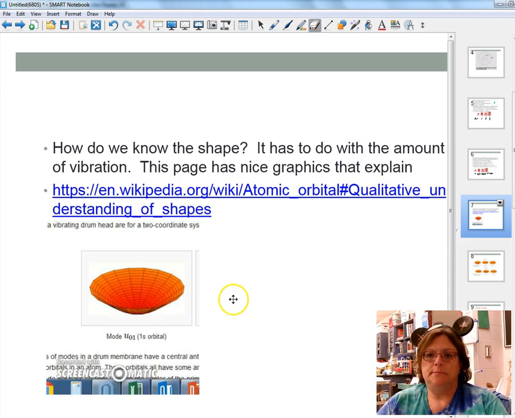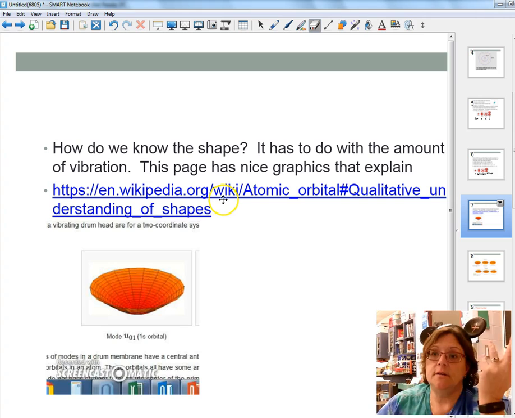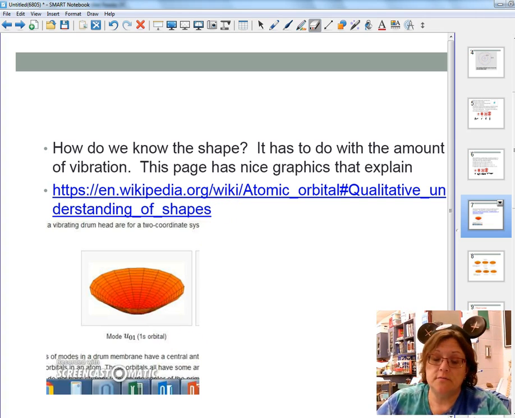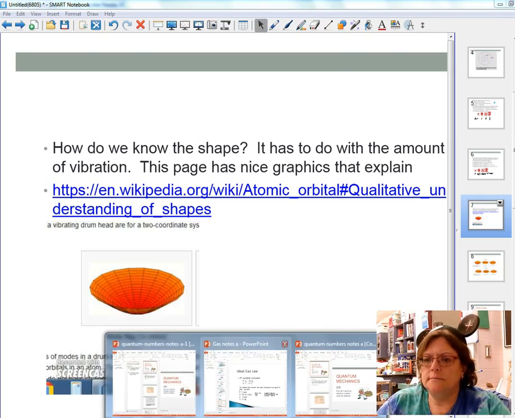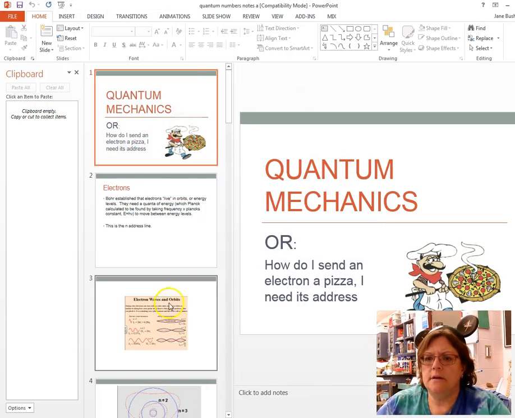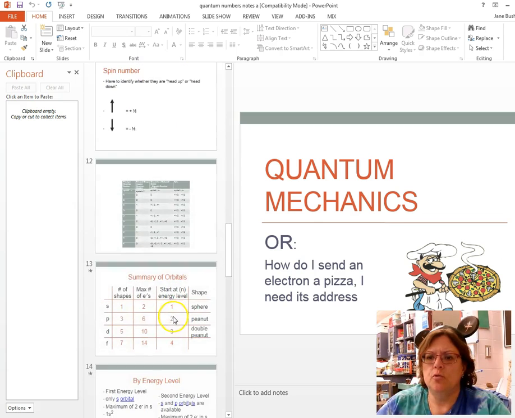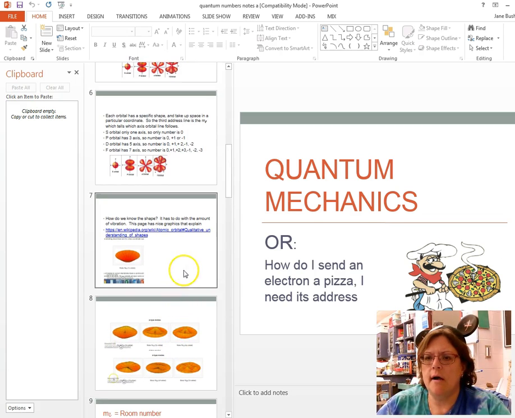How do we know the shape? Well, this is a nice, well, let's see, maybe it'll work, maybe it won't, because of course we're talking about me. Nothing I ever do seems to work the way it's supposed to.